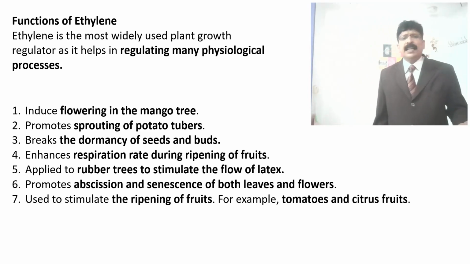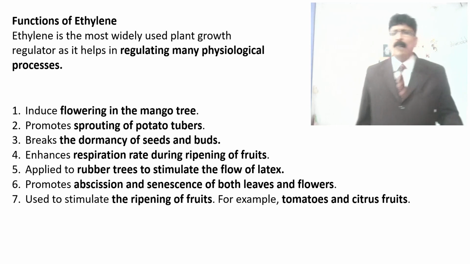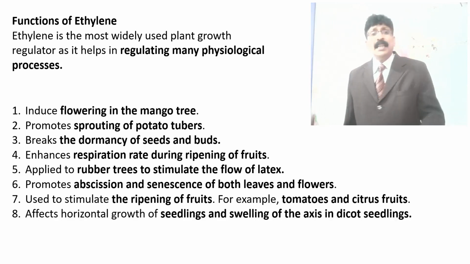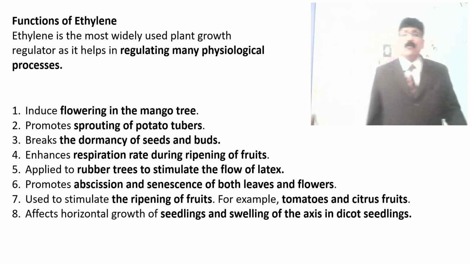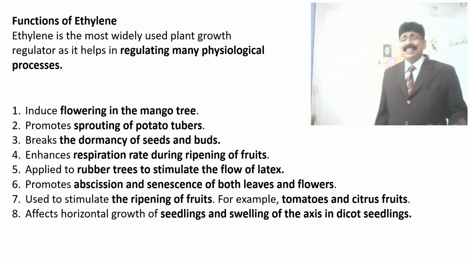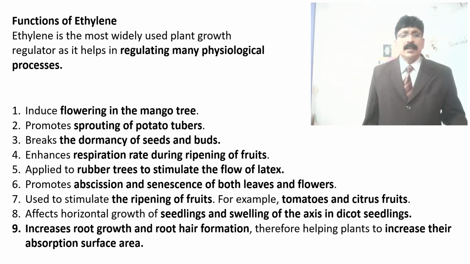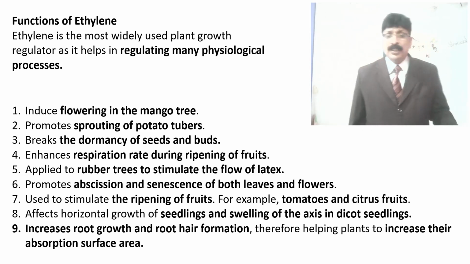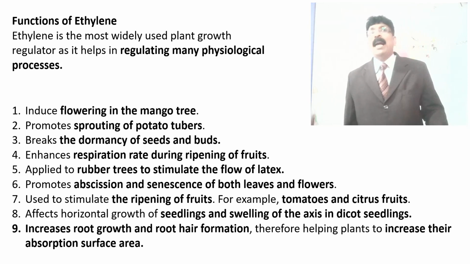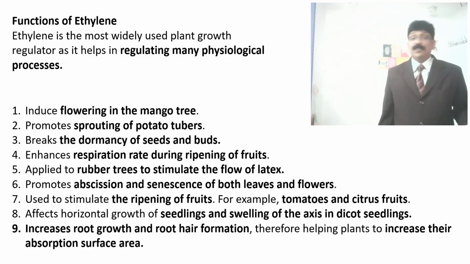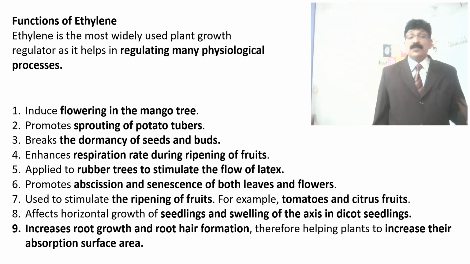the ripening of fruits, for example tomatoes and citrus, affects the horizontal growth of seedlings and swelling of axis in dicot seedlings, increases root growth and root hair formation, therefore helping plants in increasing their absorption surface area.